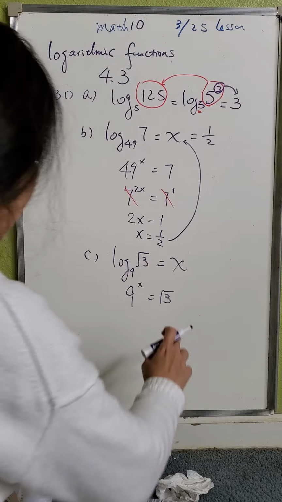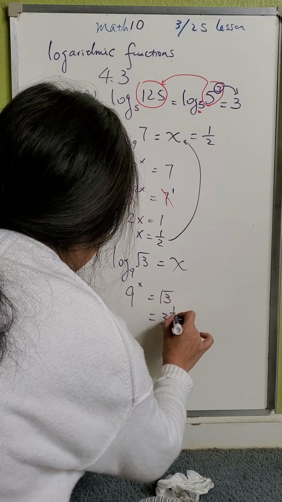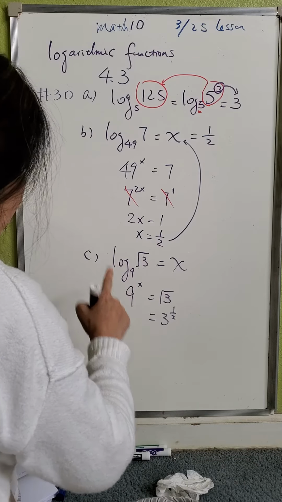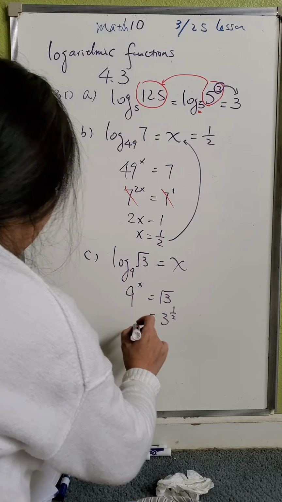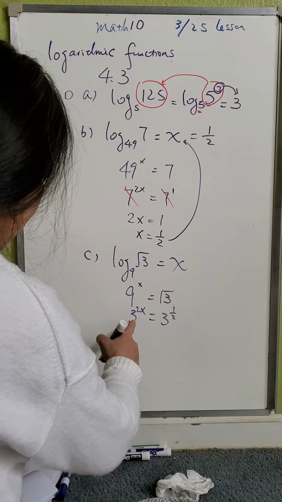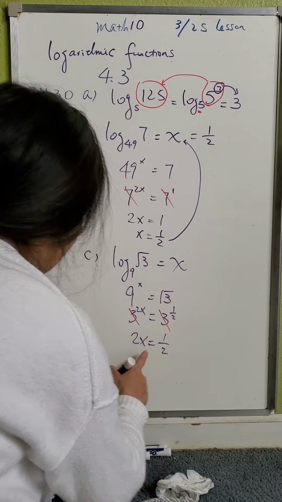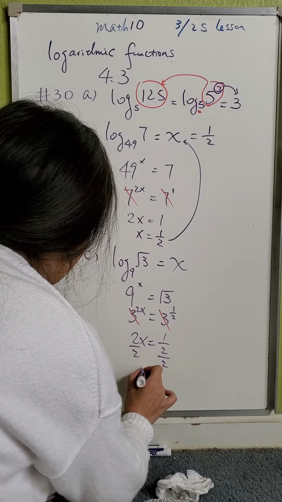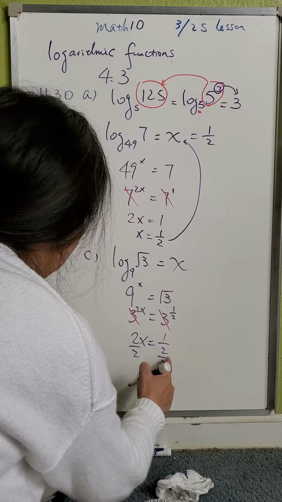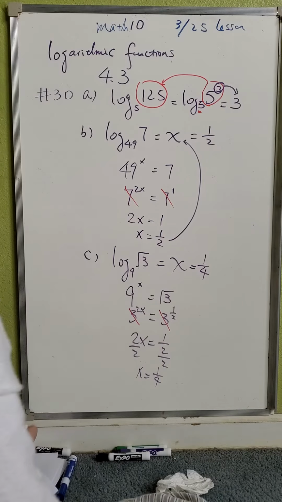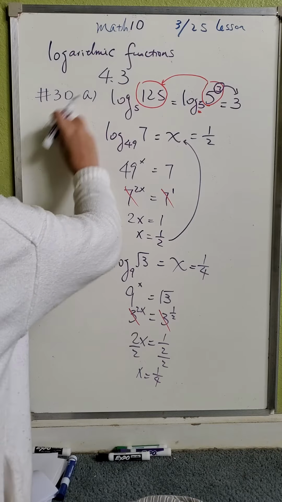Then you say, this is the same as 3 to the 1/2. You want to convert the bigger number to the smaller number, not this one to that, because it's easier to go big to small than small to big. So 9 is the same as 3 squared. Once they have the same base, you can cut the 3s off. Then you have 2x equals 1/2. Divide by 2, or multiply by the reciprocal, and x equals 1/4. So this equals 1/4. So that's how you do ABC, number 30.